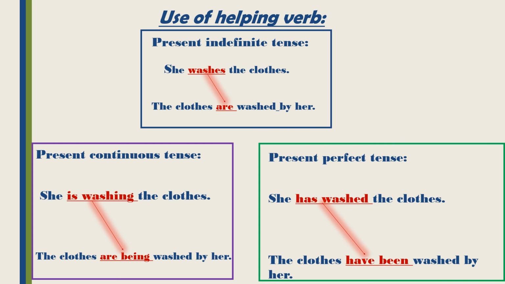One thing keep in mind that you will not write the helping verb of the active voice. You have to write the helping verb according to the new subject. Which object we have to write at the start of the sentence, we have to write the helping verb according to that one. In the present perfect tense active sentence, there is she has, but in the passive voice we have to write have, because there are clothes and clothes are more than one.